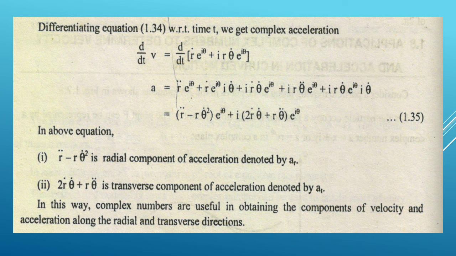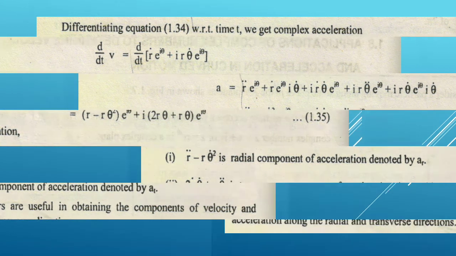Now the radial component of acceleration is denoted by ar, which is r double dot minus r θ dot squared, and the transverse component of acceleration is represented by aT, which is 2 r dot θ dot plus r θ double dot. In this way, we can obtain complex velocity and complex acceleration. Thank you.